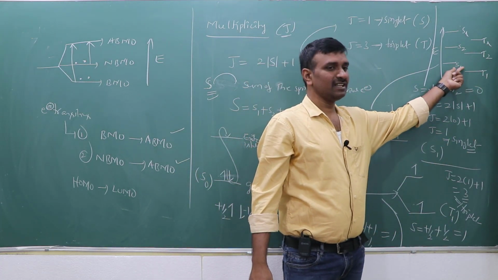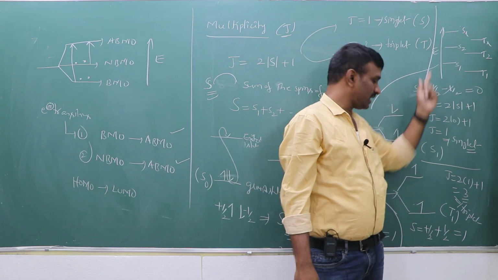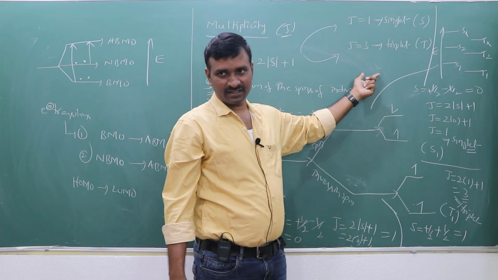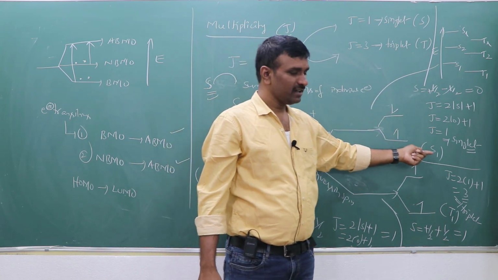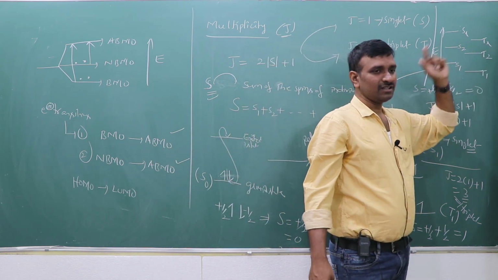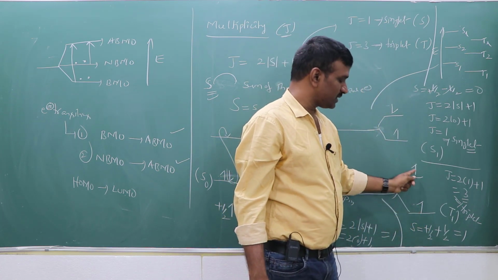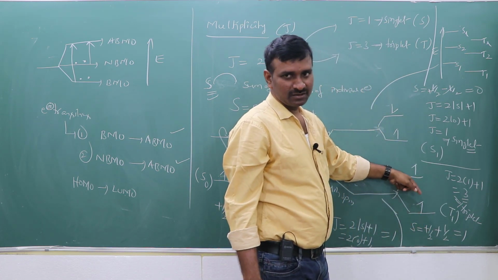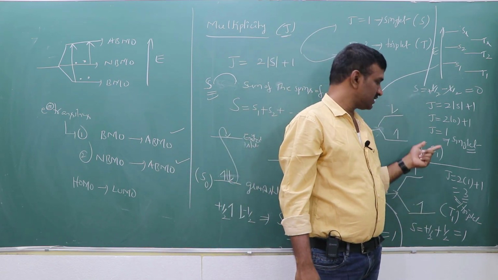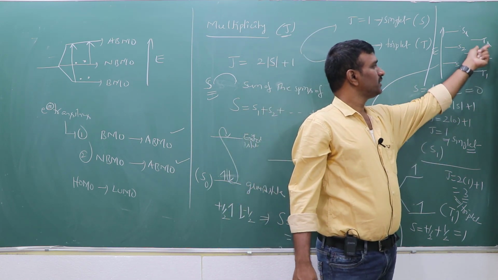Singlet: first excited singlet state, second excited singlet state, third excited singlet state. So the electronic promotion of the electron takes place to the first, second, or third excited state, and based on that S1, S2, Sx are generated, and T1, T2, Tx are also generated. If the electron goes to the first excited state, T1. If it goes to the second excited state with retention or inversion of spin, S1, S2, T1, T2 will be generated. So T1, T2, up to Tx.